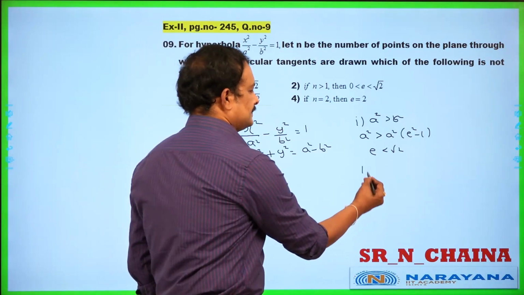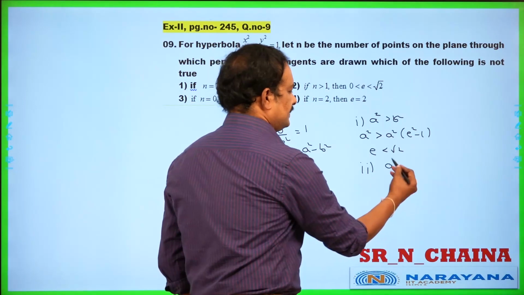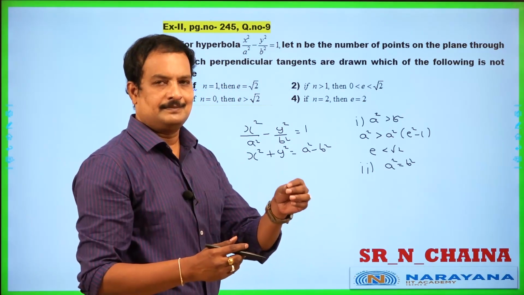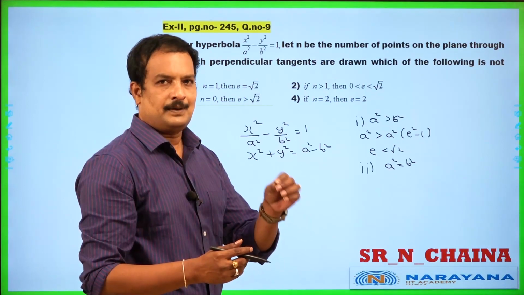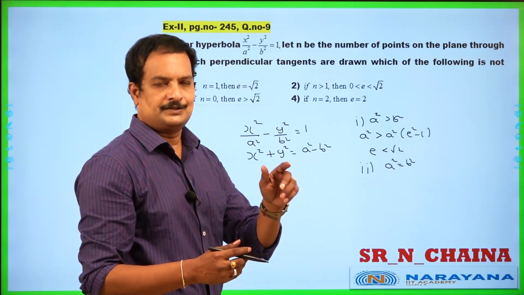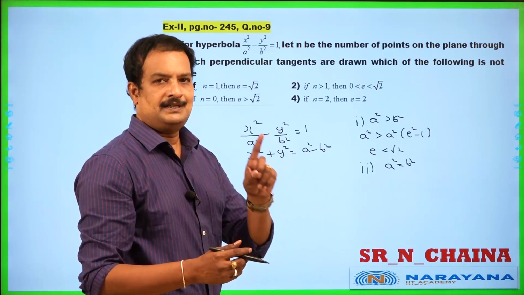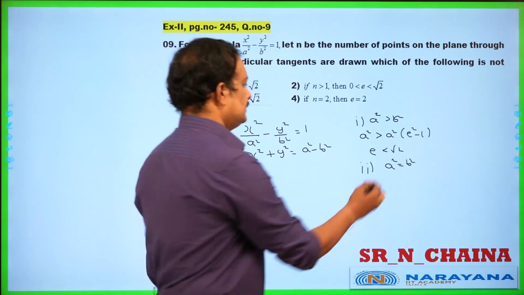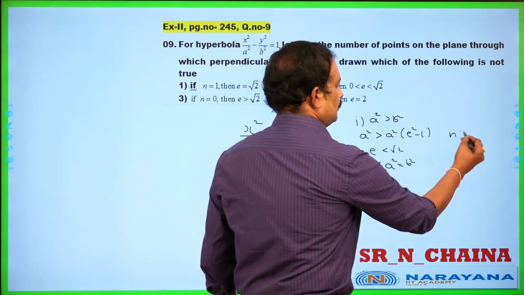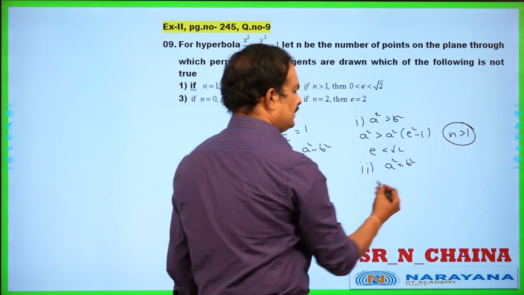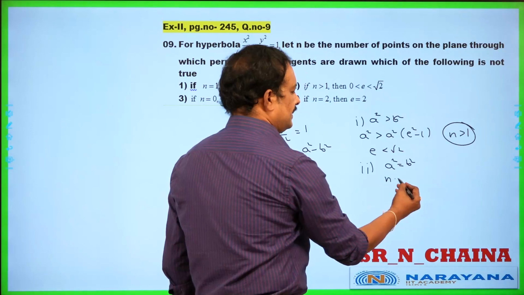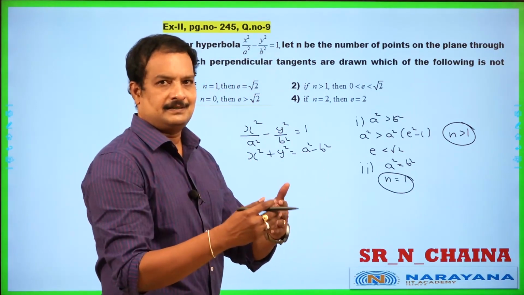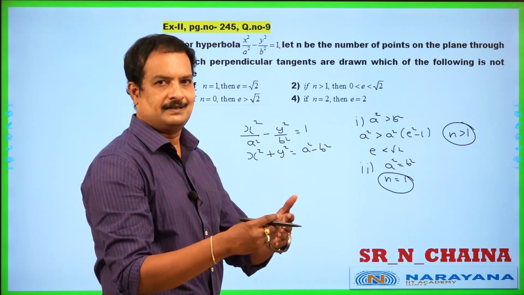Next, the second case: a square equal to b square. Then the radius of the director circle will become 0. That means the point is nothing but (0, 0) only. In that case, only one point exists from which perpendicular tangents can be drawn. So here, obviously, n is what? In the first case, n is more than 1. In the second case, n is equal to only 1. The reason is quite obvious: there is only one point, which coincides with the center.